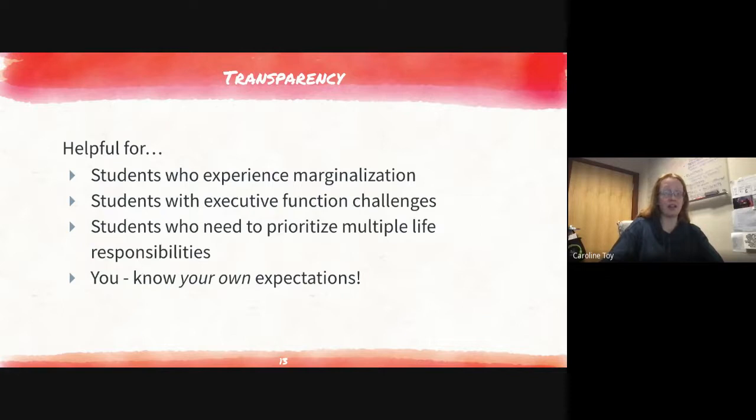Okay, that's transparency. Does anybody have any questions about that? We will move through the other two suggestions a little bit faster, I think. And then we'll get to the fun part, which is working together. Okay.